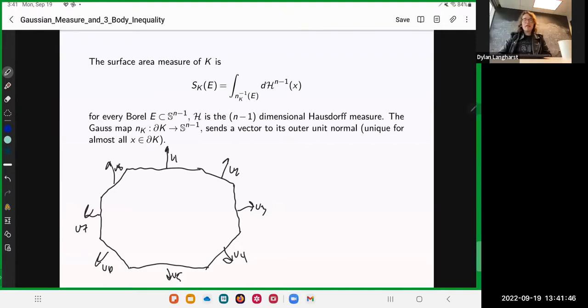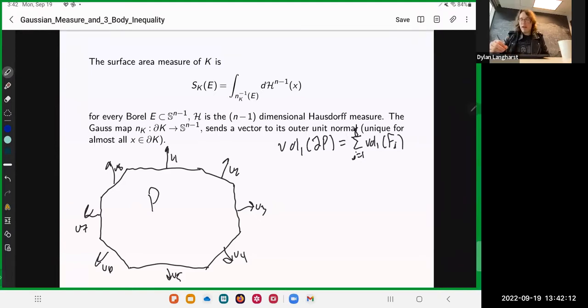And now if I label the faces Fi, and call this P for polytope, then clearly the volume of the boundary of the polytope is just the sum from i equals 1 to 8 of the volume of the faces Fi. So how can I make this a measure?